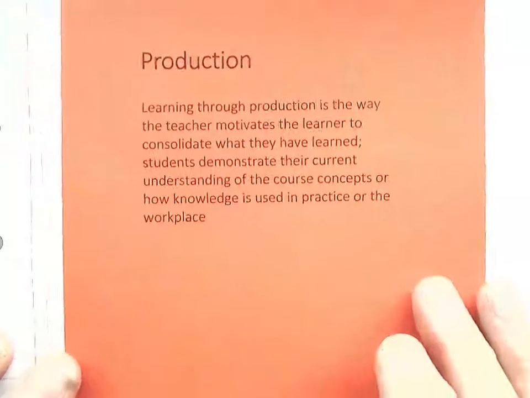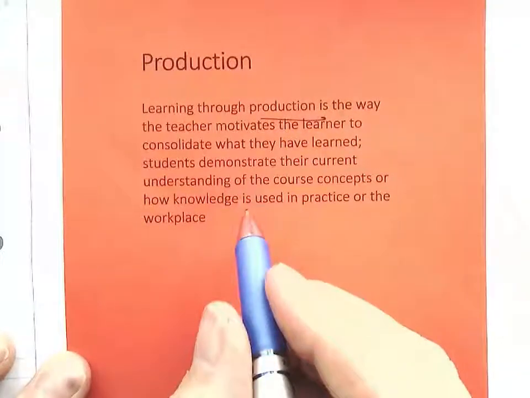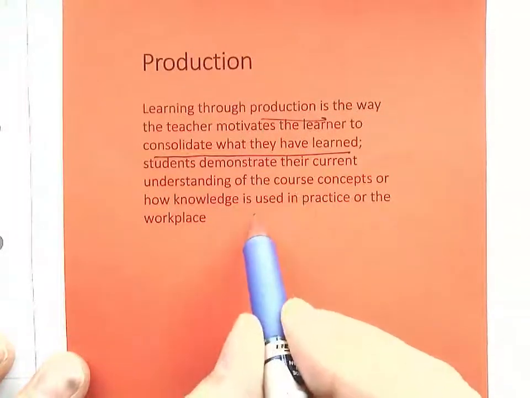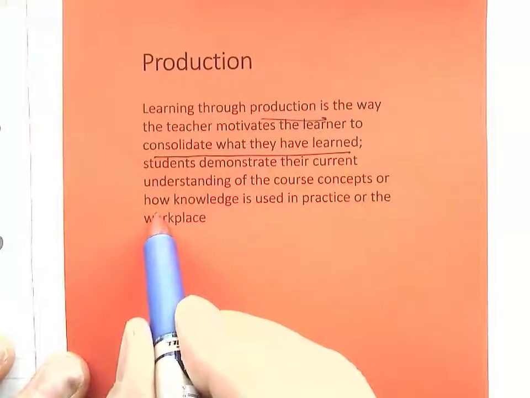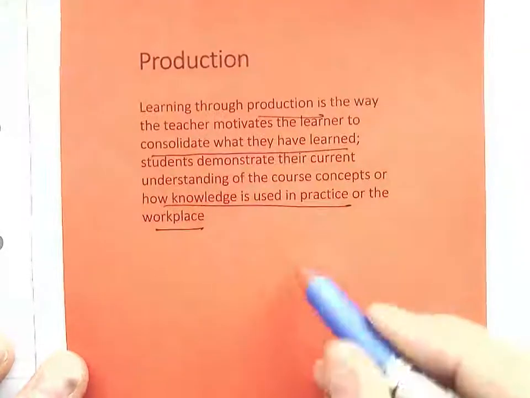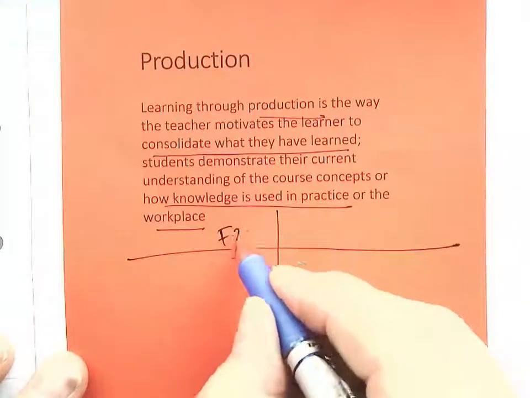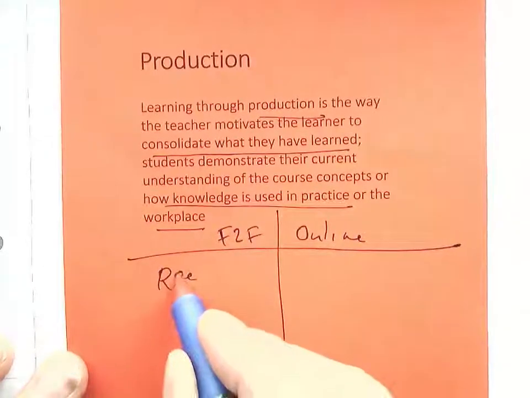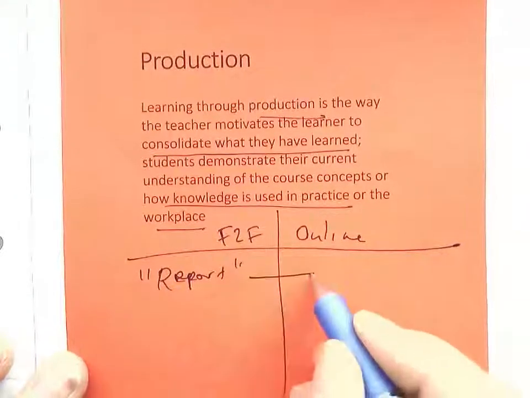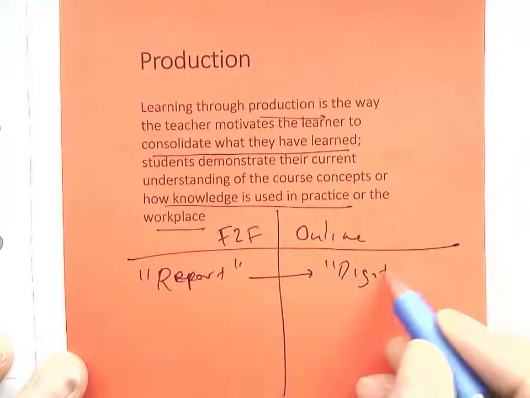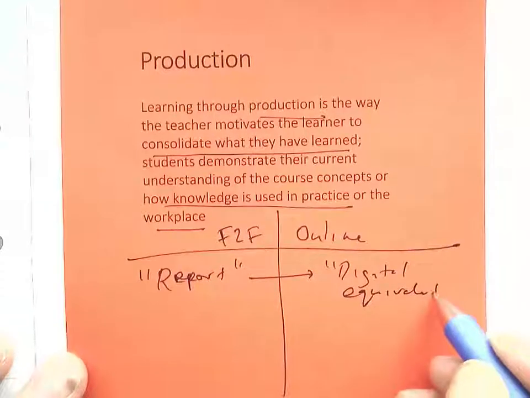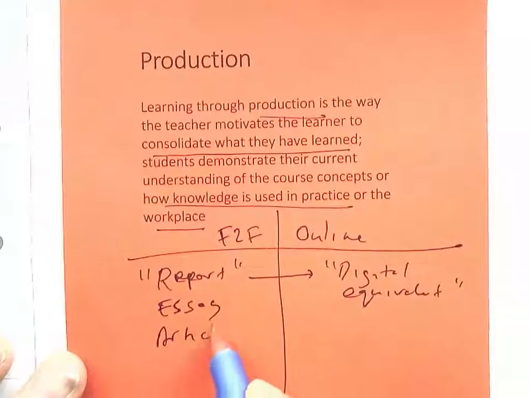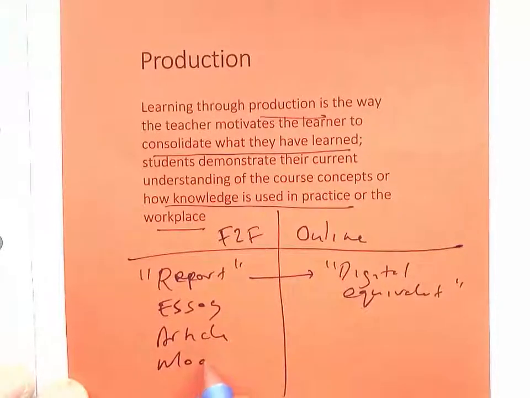Next, production. Learning through production is the way the teacher motivates the learner to consolidate what they've learned. Students demonstrate their current understanding of the course concepts or how knowledge is used in practice in the workplace. Face-to-face and online, you might produce a report, and that has the online digital equivalent. Essay, article, model, story.